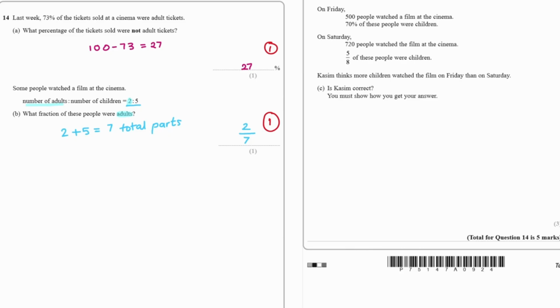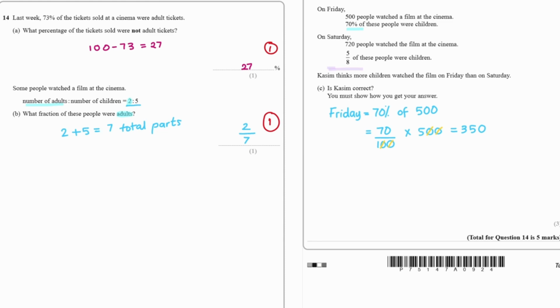So in order to get our answer for this question, we would need to work out how many children watched the film on each day. So for Friday, we know that 70% of these people were children. So to do that, we will do 70% of 500. And we can write this as 70 over 100 times 500 in order to work it out. We can first simplify these by cancelling the zeros in the numerator and denominator, which are common. And that would now leave us with 70 times 5, which gives us 350. So on Friday, 350 children watched the film.